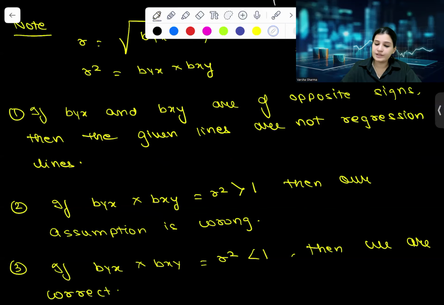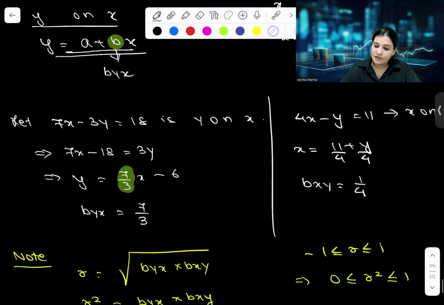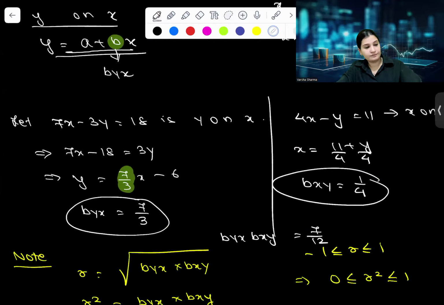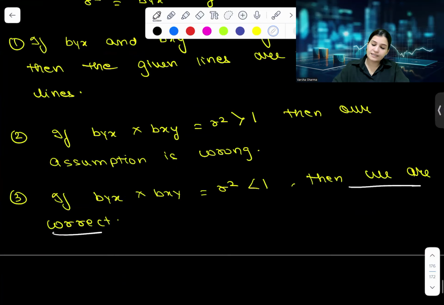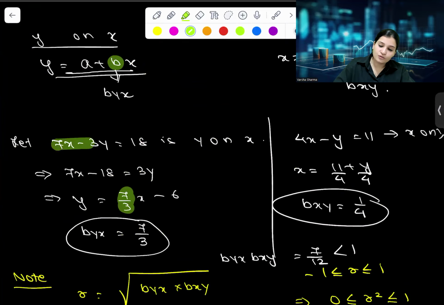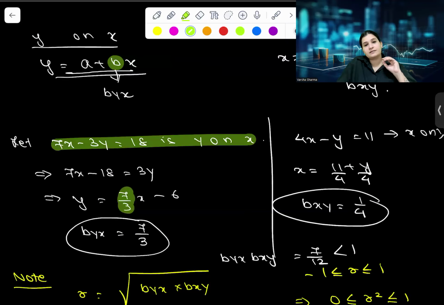So here what we will do is, we have already got these two. If I multiply byx into bxy, I get 7 by 12, which is more than 1 or less than 1? Less than 1. That means the third conclusion, our assumption is correct. Yes, ma'am. That means the line that I assumed to be y on x is correct. The first line is y on x.